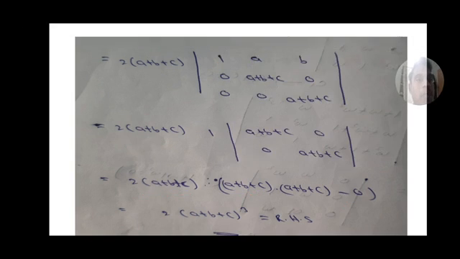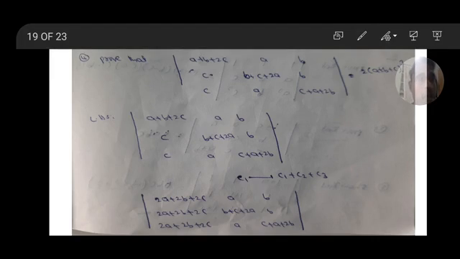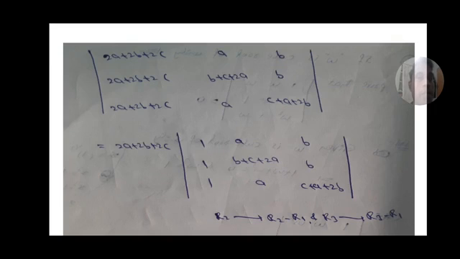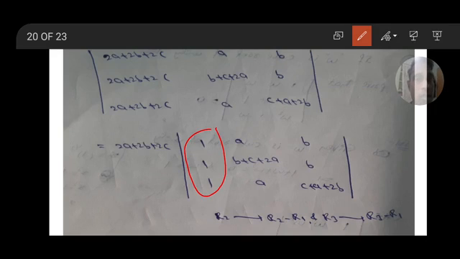To summarize: first I did C1 → C1 + C2 + C3. After that, the elements in the first column are the same, 2a plus 2b plus 2c, so it is common, and we get 1, 1, 1. One row is fixed, and for the remaining two rows I perform R2 minus R1, written in R2, and R3 minus R1, written in R3. Then expand the determinant and we get the answer.